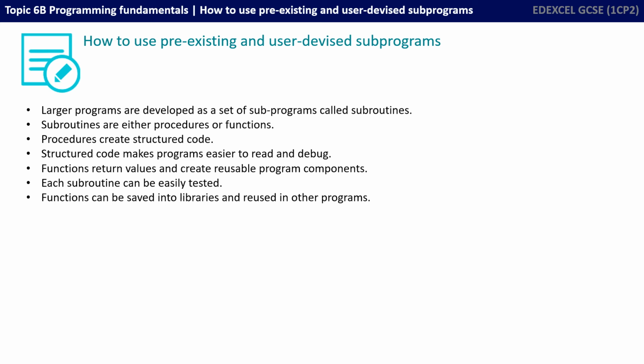So let's just recap then. Larger programs are developed as a set of subprograms called subroutines. Structuring code into subprograms makes the code easier to read and debug. Now there are two types of subprograms. There are functions which return values and create reusable program components, and there are procedures that simply create a modular structure to a program, break it down and make it easier to read, but they don't return values. Each subprogram can be easily tested, and subprograms can be saved into libraries and then imported and reused in other programs.